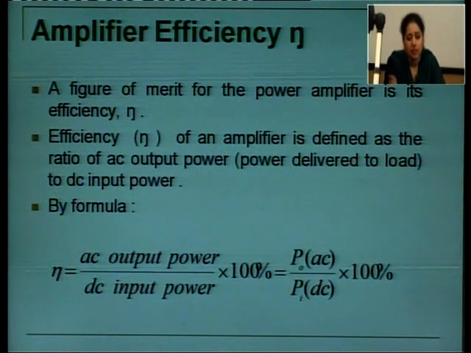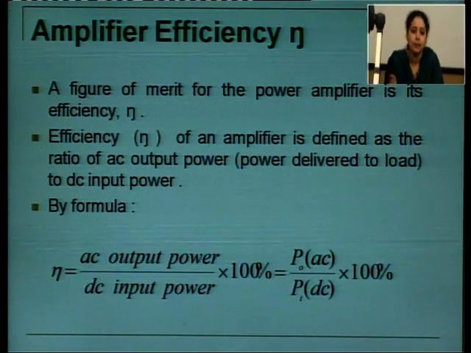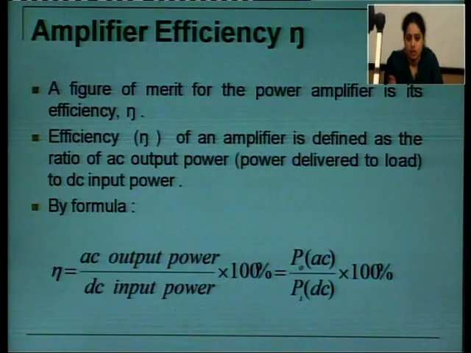Now in case of power amplifiers, we have discussed that output is in the form of AC signal and input is in the form of the DC signal. So power output is AC and power input is DC. So we can define the ratio as P out AC upon P in DC. That is, by formula it can be given as AC output power to DC input power is your efficiency.